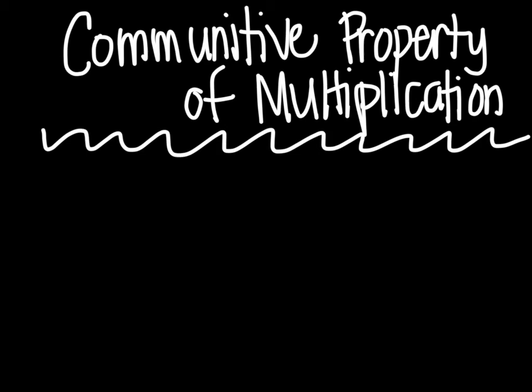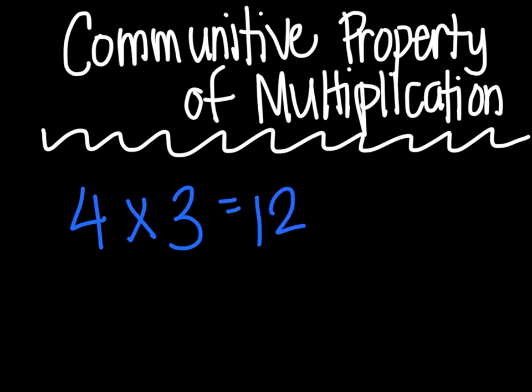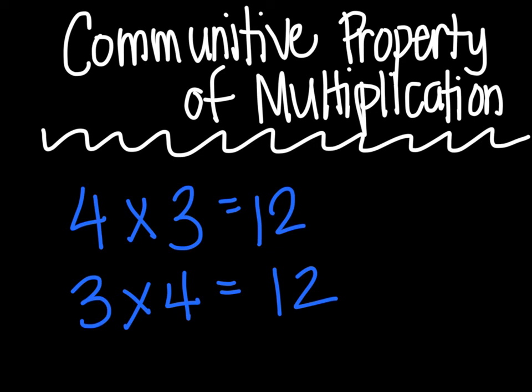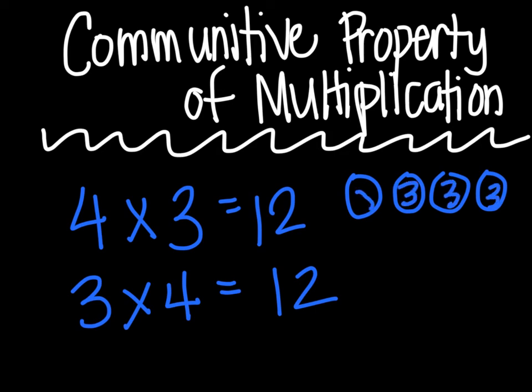With this property, basically what they're saying is if you have 4 groups of 3, we know that is 12. Well, what they say in multiplication is that you can switch the order of your factors and you're going to get the same answer. So if I did 3 groups of 4, I'm still going to get 12. Because either way, whether I do 4 groups of 3 or 3 groups of 4, I'm always going to have 12.